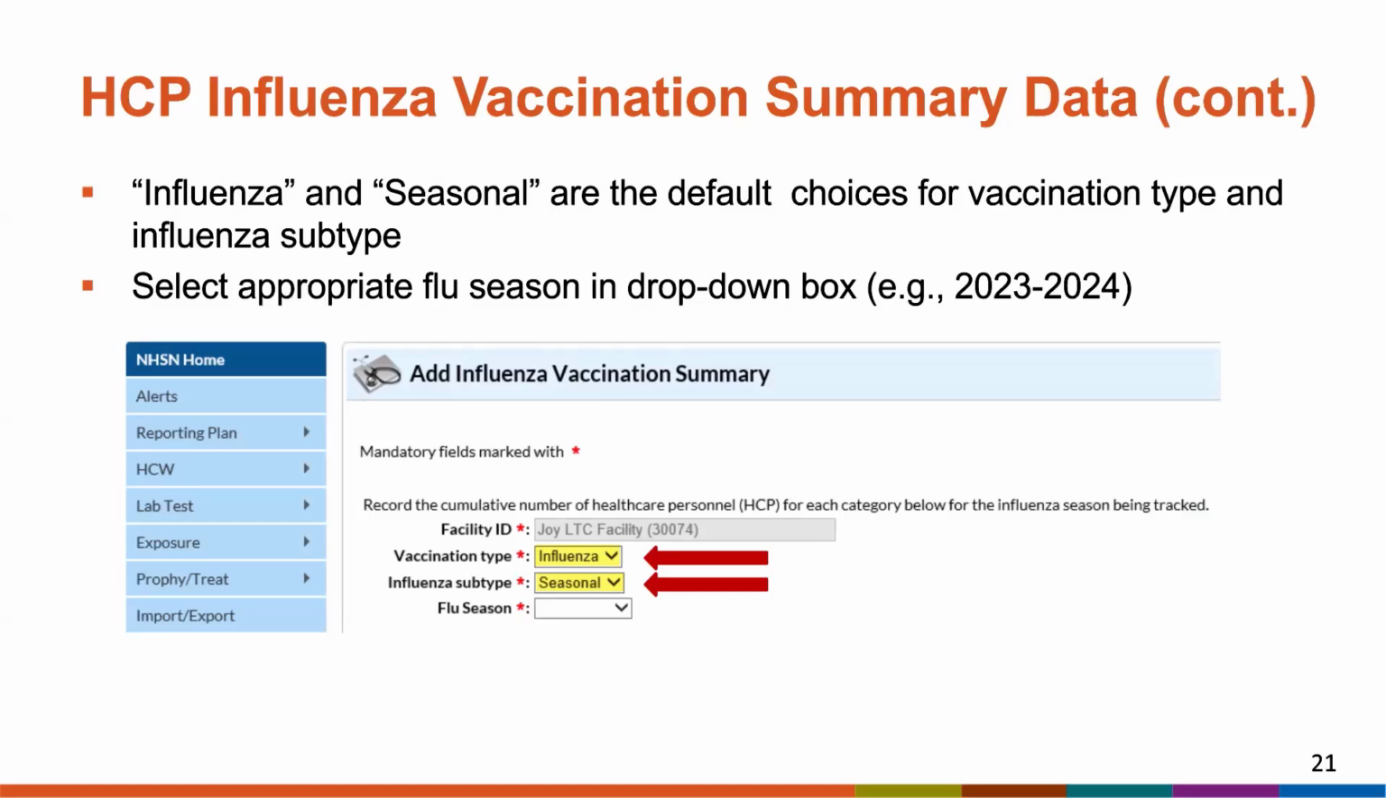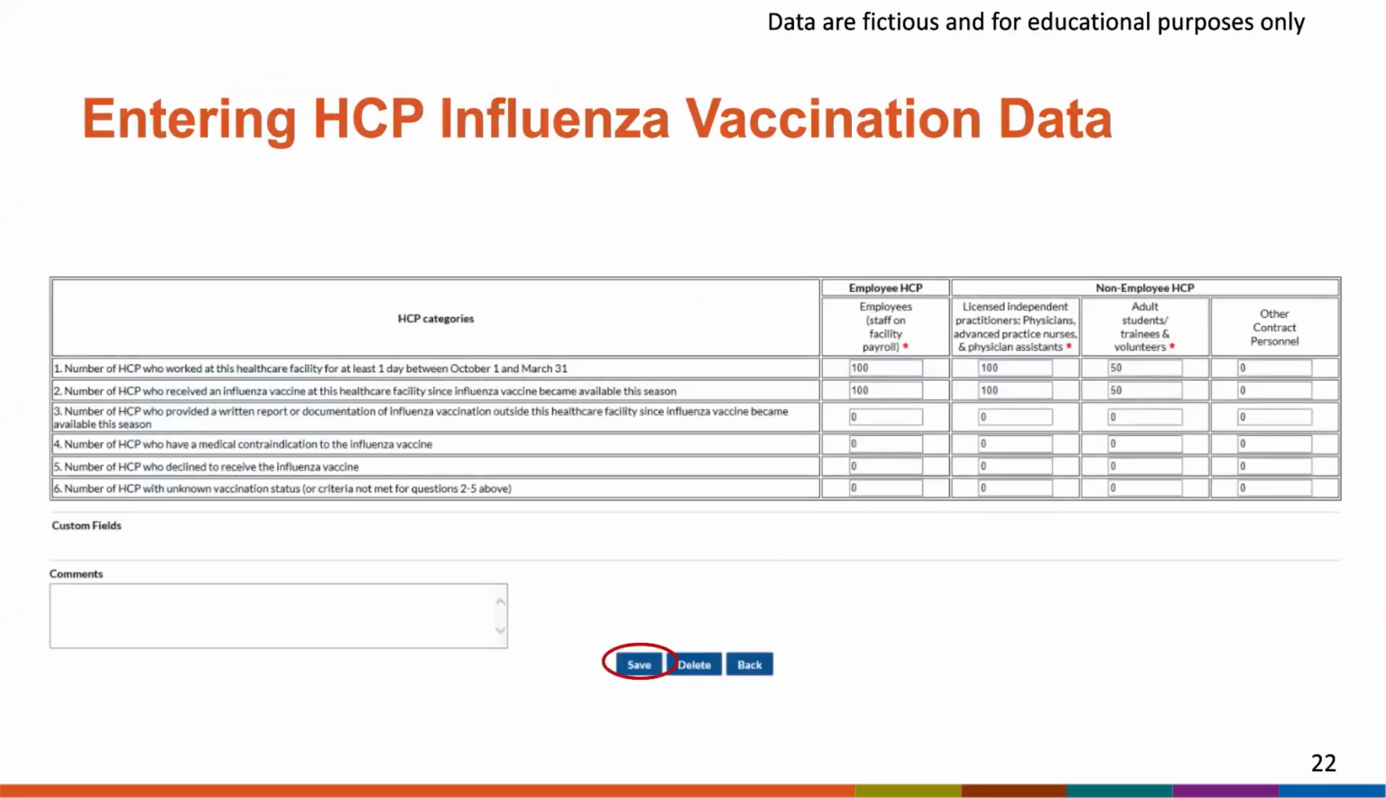Influenza and seasonal are the default choices for vaccination type and influenza subtype. Do not change these. The user would then select the appropriate flu season in the drop-down box. For example, if you are reporting data for the 2022-2023 influenza season, you must select the 2022-2023 in the drop-down box.